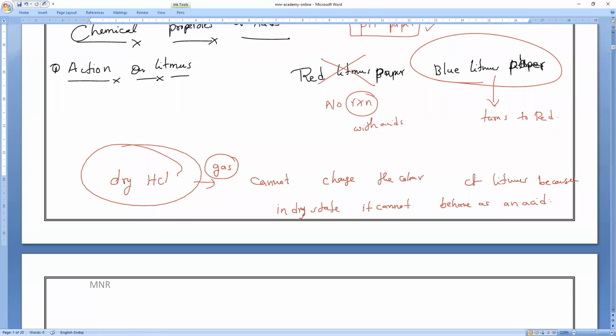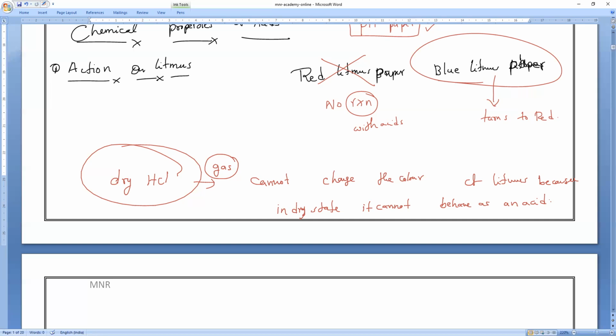So that is why you have to remember, if you want to see the acidic behavior, it is impossible to see in dry HCl. Ionization of HCl is not possible in dry state or gaseous state. That is the reason the litmus paper cannot show any reaction. If blue litmus wants to turn into red, only ions should form. What ions should form? We all studied this in the first classification. H plus ions should form. Very good. So H plus ions will be given only when they dissolve in what? In water.